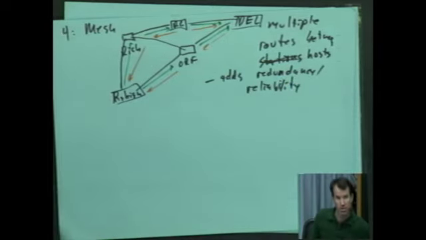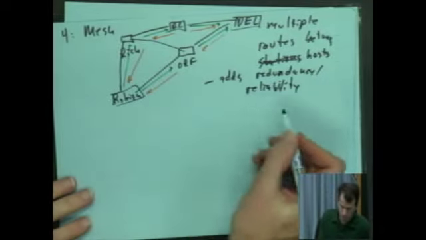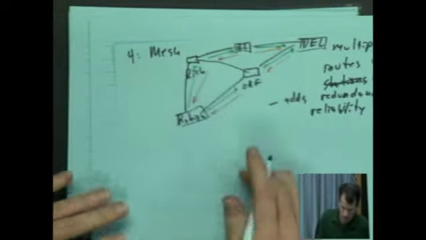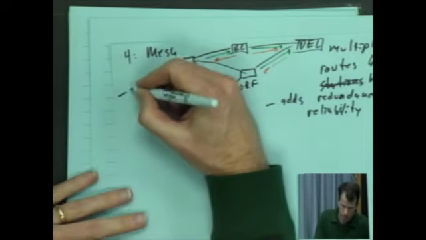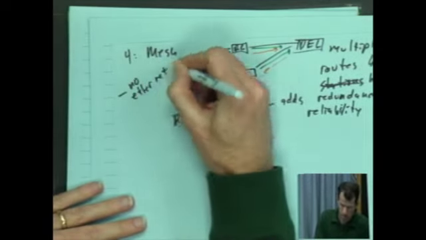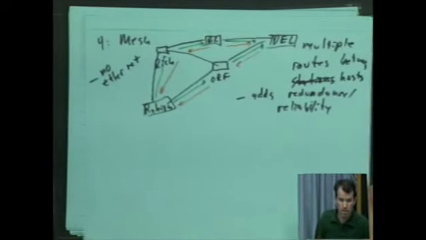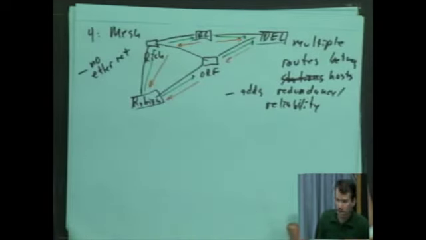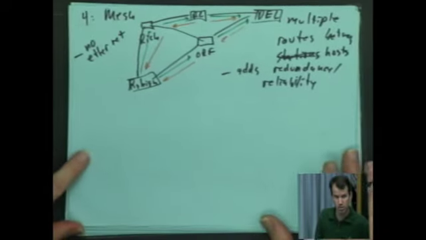Okay, the idea there with the mesh is to add redundancy and reliability. There's multiple routes though, so Ethernet does not support this. Ethernet as it's written and as the protocol works, you can't go multiple paths between stations. So that was awesome. Mesh, all right?